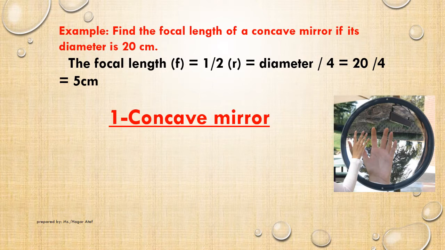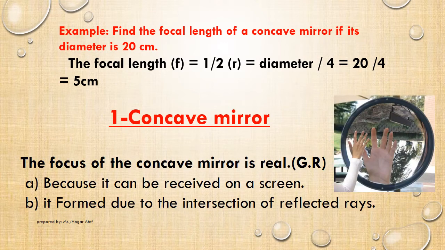Number 1, concave mirror. The focus of a concave mirror is real. Why? Because it can be received on a screen and it is formed due to the intersection of reflected rays.